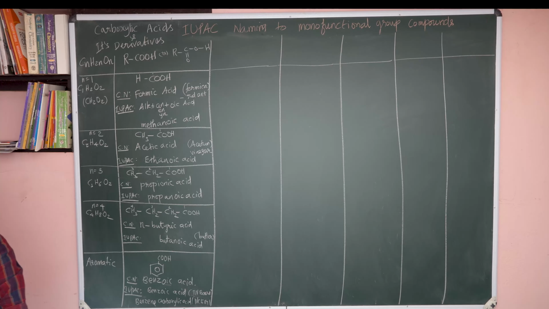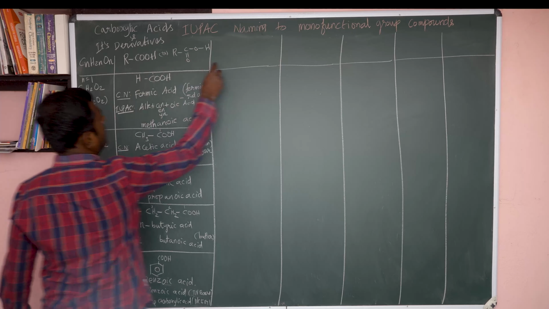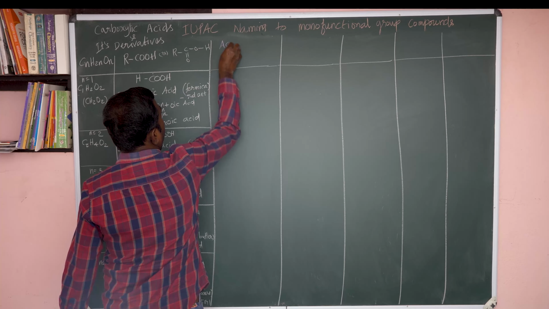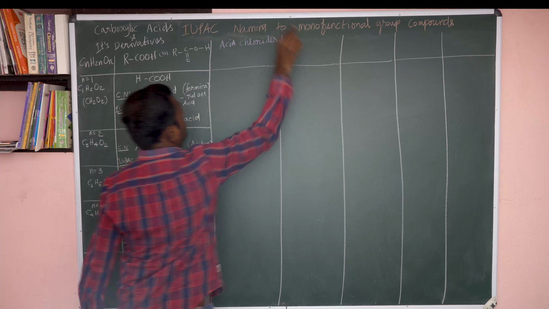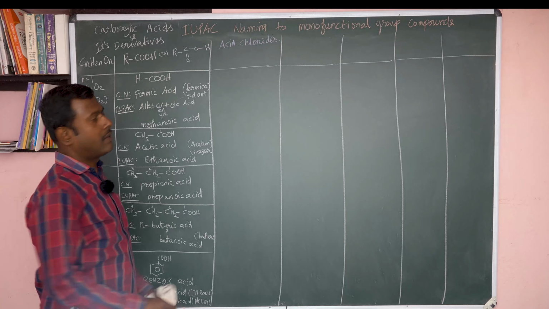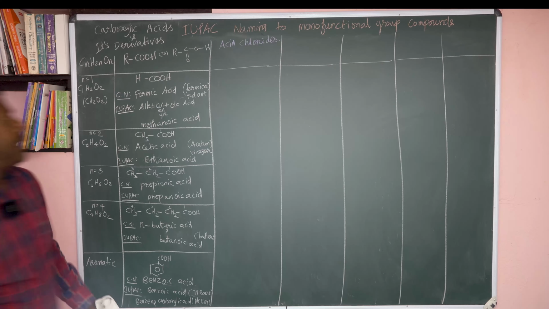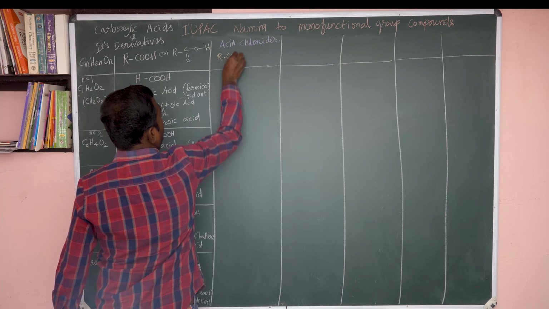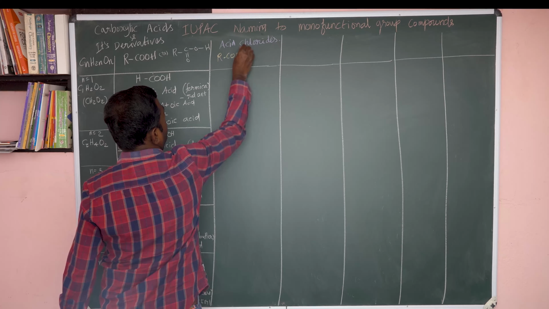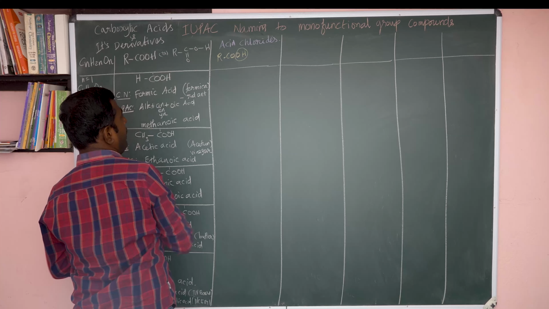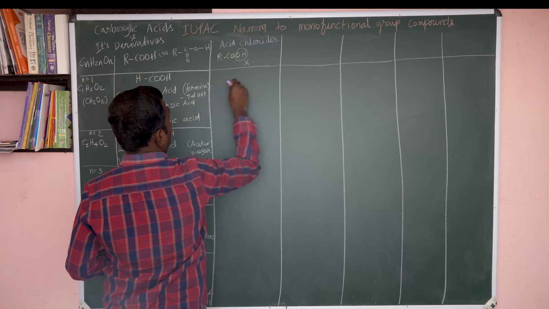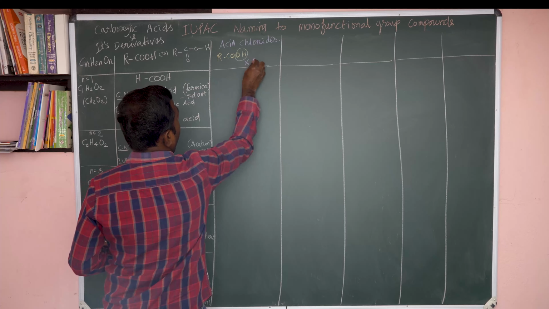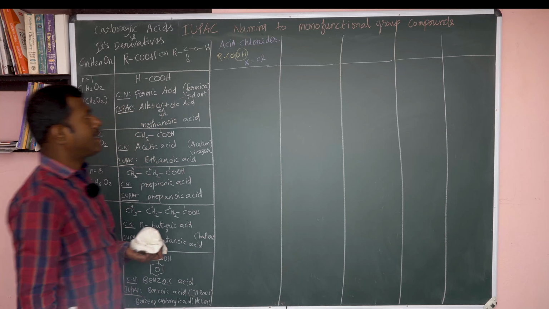The first one is acid chlorides. So these are all carboxylic acids. The first derivative we are going to see is acid chlorides. Acid chlorides are nothing but, in the acid RCOOH, instead of the OH group, if you have a halogen like chlorine, then it is called acid chloride. Generally, it is called acid halide. If X is Cl, then it is called acid chloride.